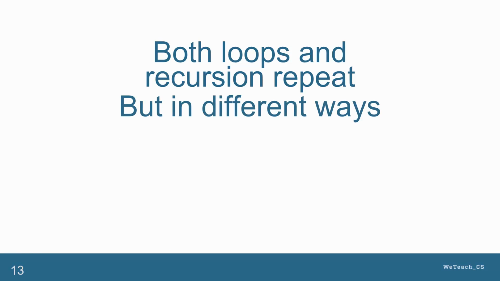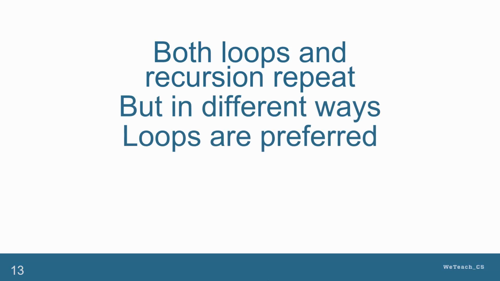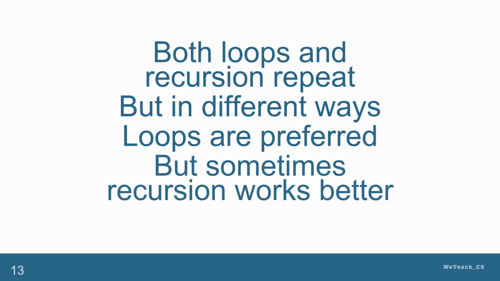In summary, both loops and recursive methods are used to repeat certain processes, but work differently. When you can, use a loop. When you can't do it with a loop, then recursion is the way to go.